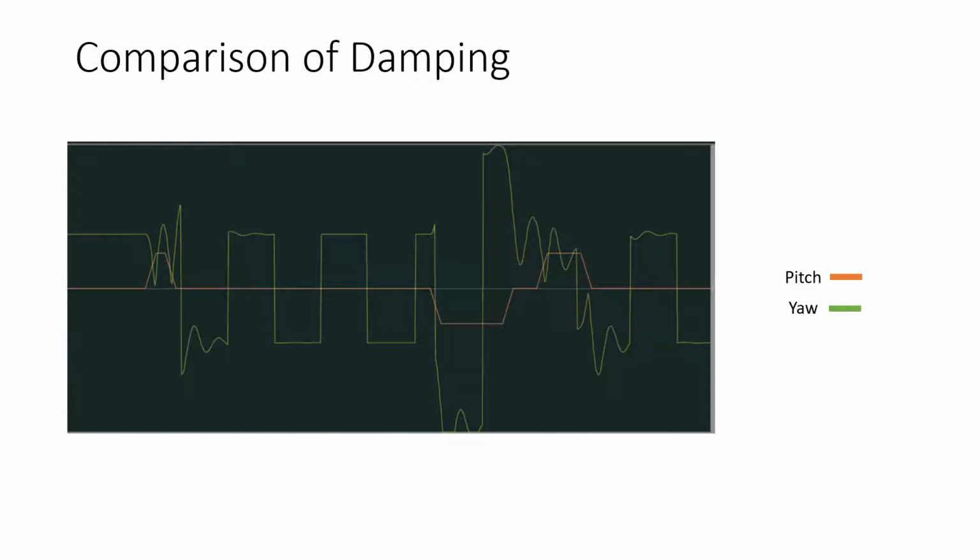A comparison of the damping of the pitch and yaw was also investigated. As you can see in the plot, the pitch was able to normalise far quicker than the yaw was able to when the aircraft was destabilised using a manual input.